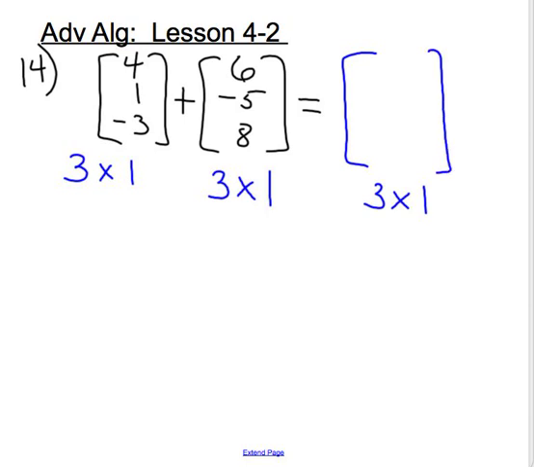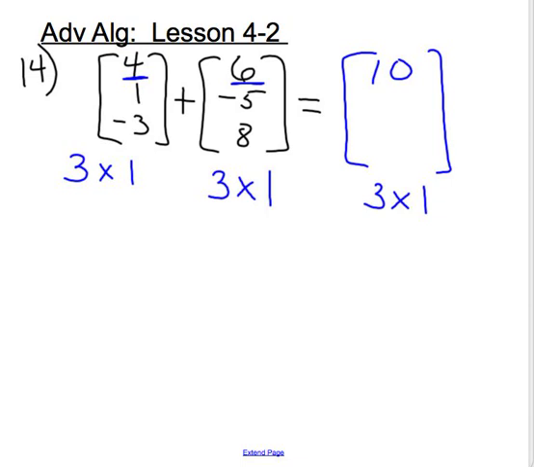What you do is you add elements that are in the same location. For instance, the number 4 is in row 1, column 1. That gets added to 6, which is also in row 1, column 1. 4 plus 6 is 10, which goes in row 1, column 1.